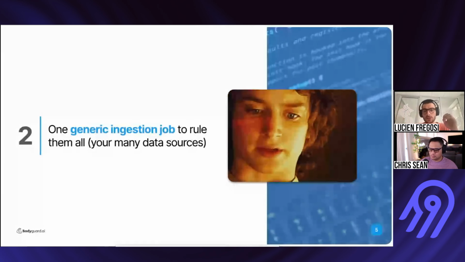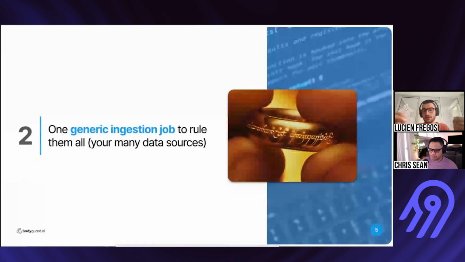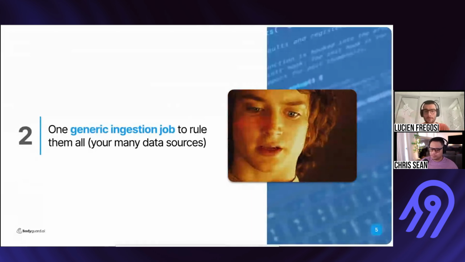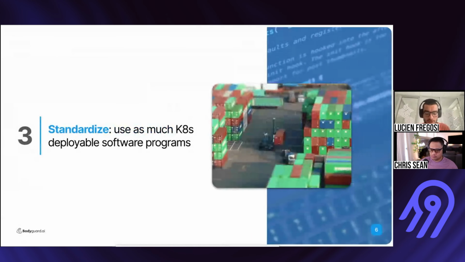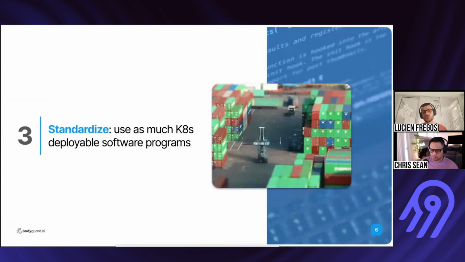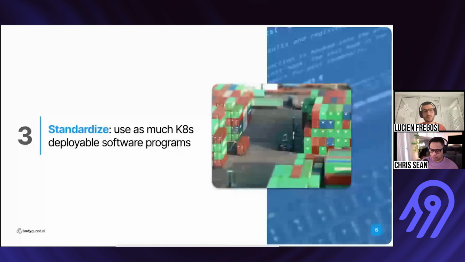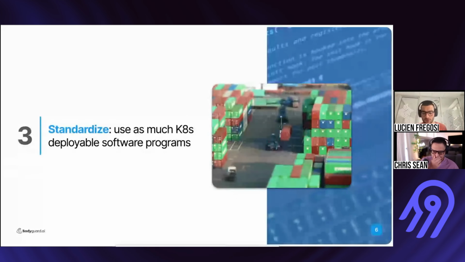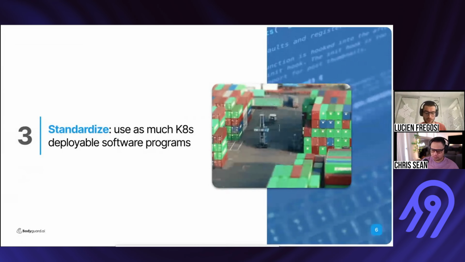I just want to be able to ingest them in a very generic way. Also, we care about standardization. Here at Bodyguard, I have the opportunity to benefit from a Kubernetes cluster from our platform team. So we want to use as much as possible open source software that is Kubernetes deployable through a YAML file, which is now a very standard way to build and to deploy resources.